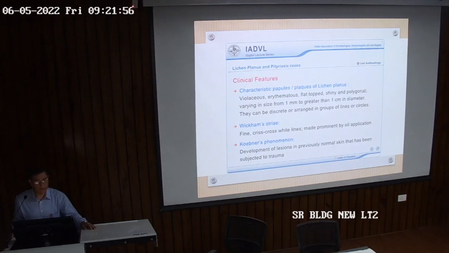In vitiligo, if there is any trauma, the traumatic lesion will heal with hypopigmentation or depigmentation. Similarly, in cases of lichen planus, if there is any trauma or scratch, there is appearance of lichen planus lesions. So this is a common phenomenon in dermatology. Certain diseases, not all of them. Some diseases, even infections, show it. But there are many types of Koebner phenomena that we will not go into in detail.